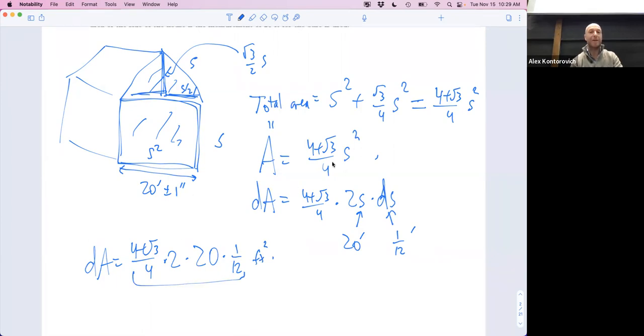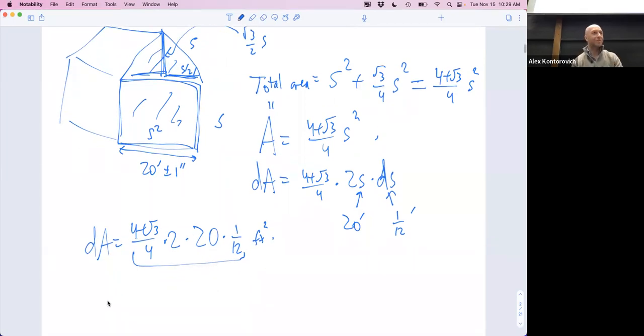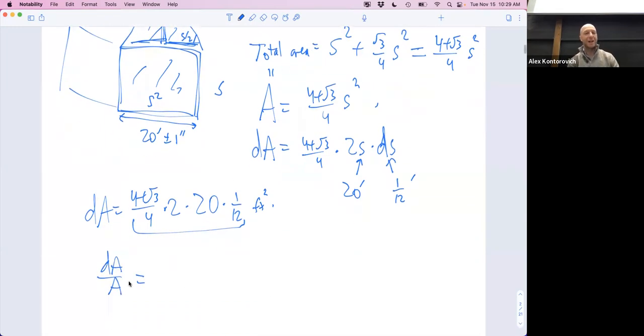So we think the area is 4 plus root 3 over 4 times 20 squared, and this is the error in that calculation. What would be the percent error? Maybe this is what they mean by relative error: dA over A. I would try to be more precise in my terminology. That would be the percent error.